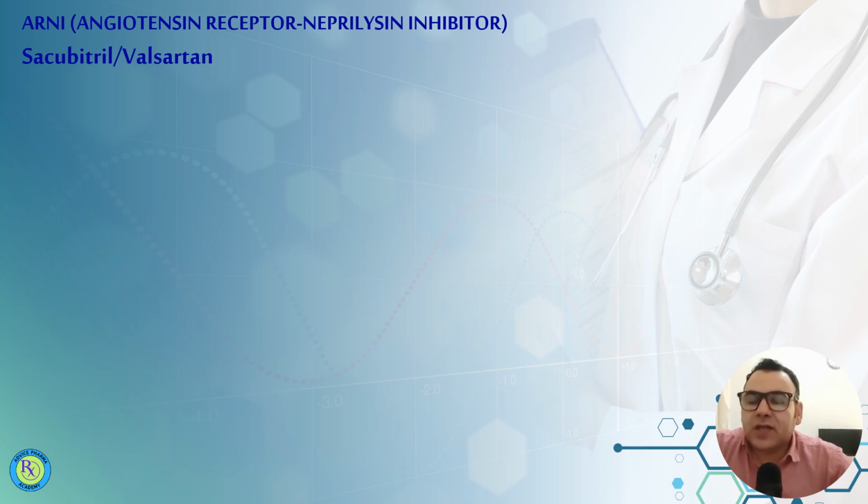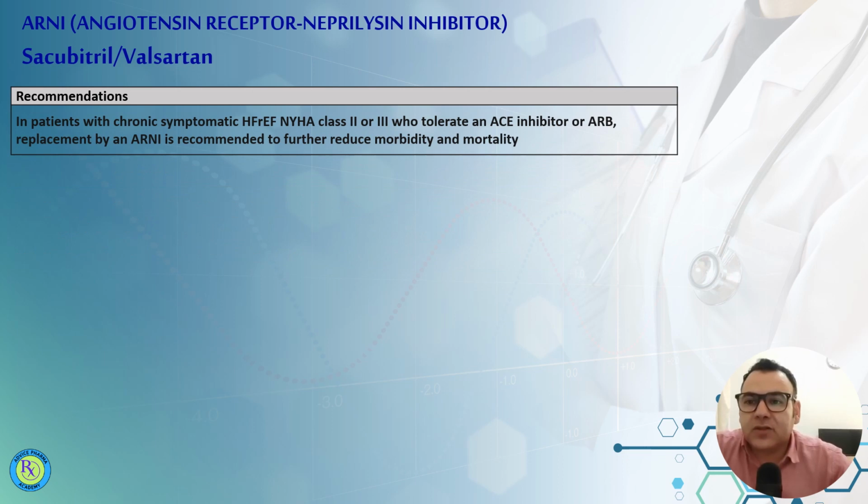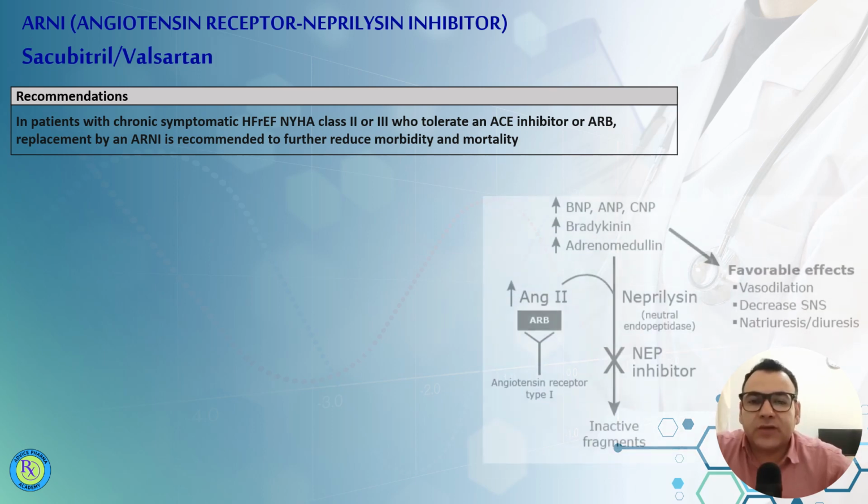Another new drug class is ARNI, angiotensin receptor neprilysin inhibitor, which is sacubitril valsartan. You may have come across this medication, which is Entresto. It is available as 50, 100 and 200 milligram doses. It's recommended in patients with chronic symptomatic heart failure with reduced ejection fraction, New York Heart Association class 2 or 3 who tolerate ACE or ARB. So the patient needs to tolerate ACE or ARB, but replacement of ACE or ARB with ARNI will further reduce morbidity and mortality. So it has a morbidity and mortality benefit.